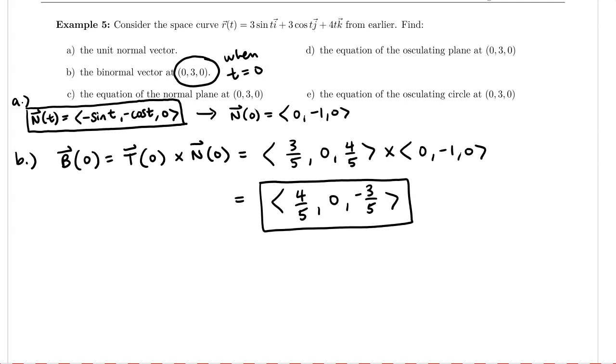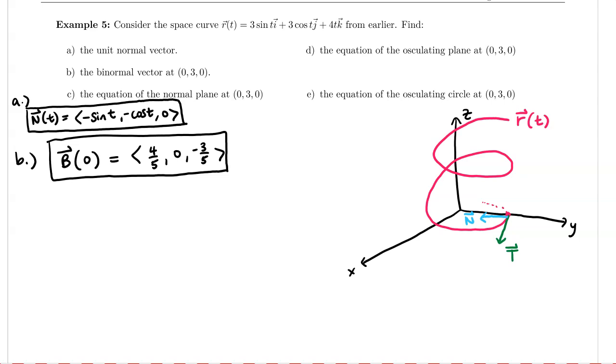So there is our answer for part B. All right, so part C says find the equation of the normal plane at (0, 3, 0). And again, I just want to reiterate, this is when t is equal to 0, and I've drawn a picture here.